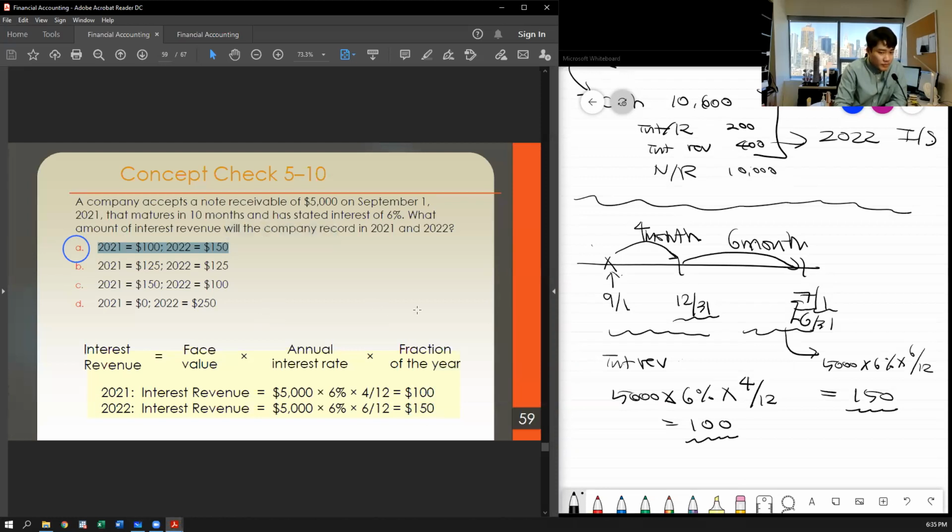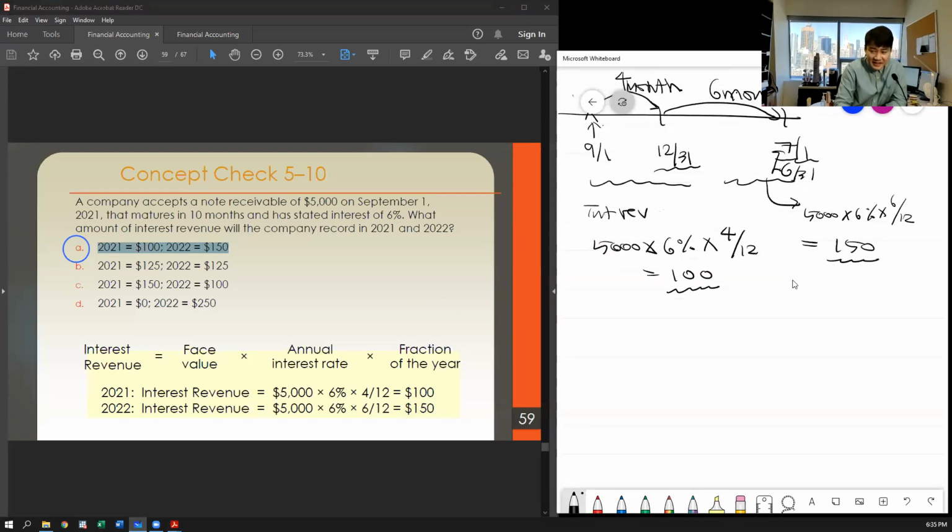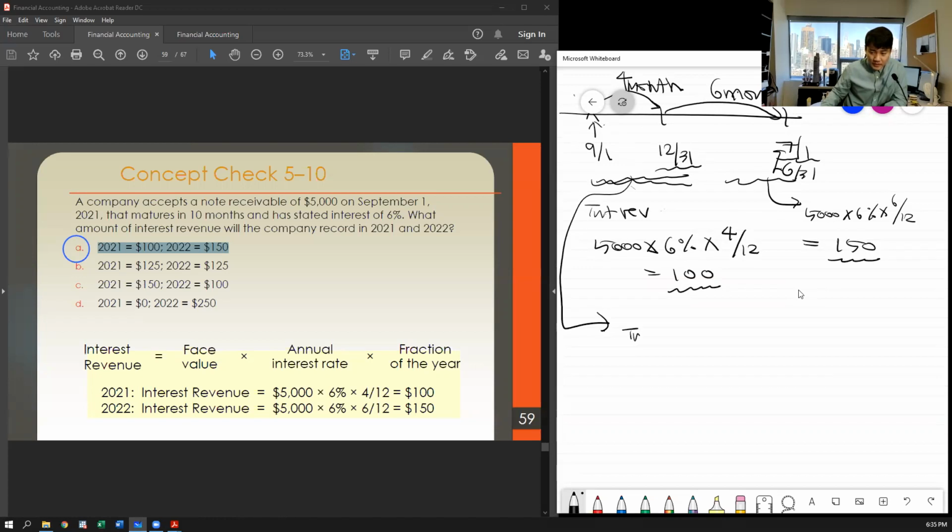Was there a journal entry that's supposed to go with that? Oh yes, there will be a journal entry. Do you want to see it? Okay. For the first period, the journal entry will be interest receivable, because you're not getting the interest in cash for that year. So you're recording a debit to interest receivable for $100 and interest revenue of $100 in 2021.